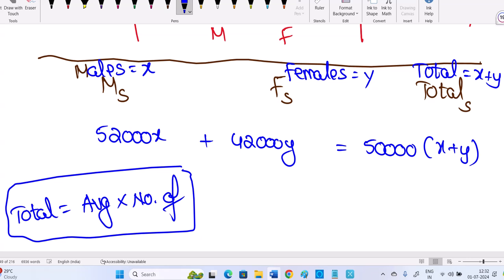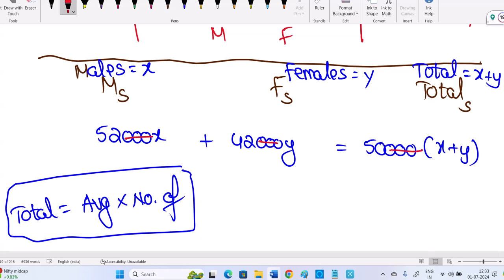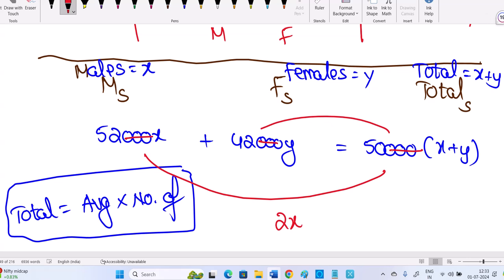Total or sum equals average into number of. Average here is 52, here 42, here 50. Males are X, females are Y. Total people is X plus Y. So you just divide everything by 1000, it's easy for calculation. Now 52 and 50, the difference is 2x. 50 and 42, the difference is 8y. X by Y is 4 is to 1.